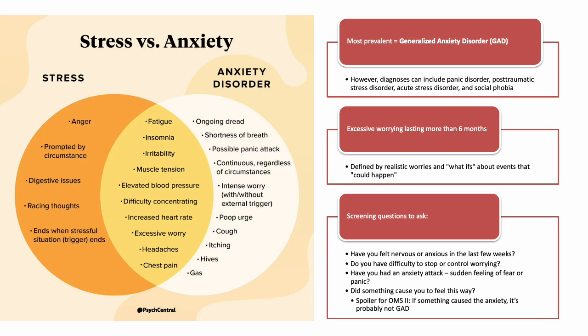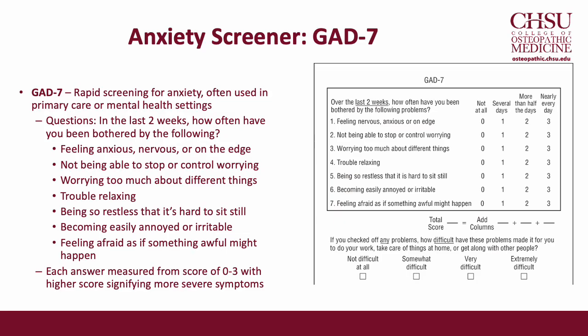It's defined by realistic worries and what-ifs about events that could happen. There are some screening questions here to ask that you might consider. Now, these screening questions are also identified on the anxiety screener, the GAD-7, where GAD might, for example, indicate generalized anxiety disorder, and 7 indicates the number of questions that we ask on this.